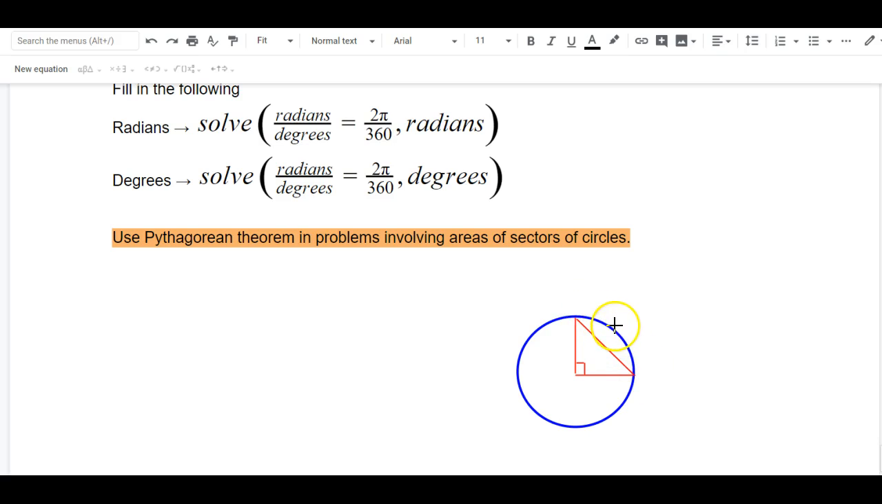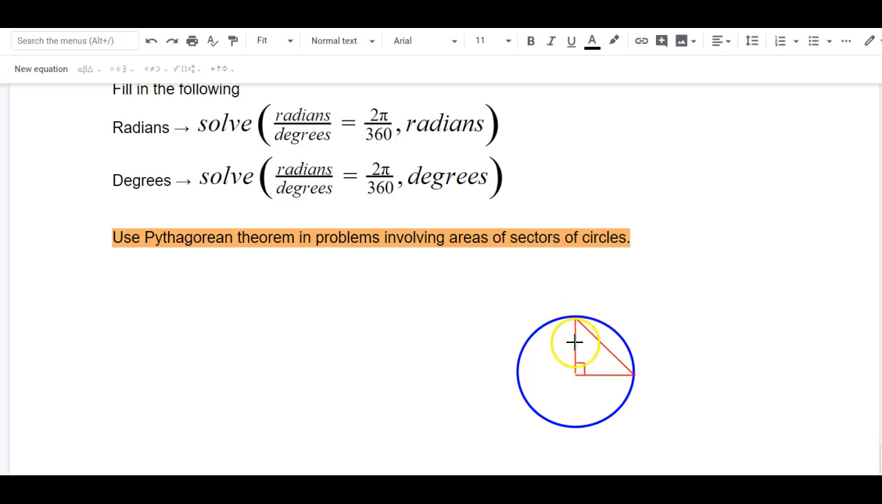So how would that happen? Well, first I would be able to calculate the area of the sector. If this is 90 degrees, the area of the sector is 1/4 of the circle, right? So find the area of the circle and take 1/4 of it. That'll give me the whole area of the sector.